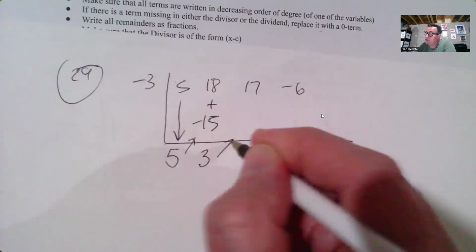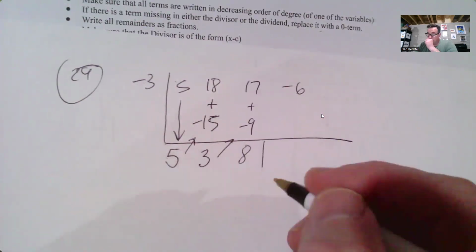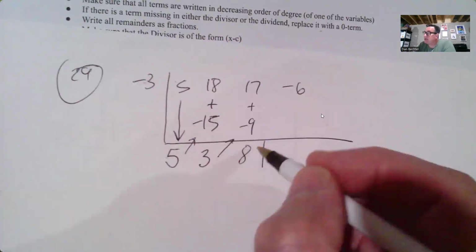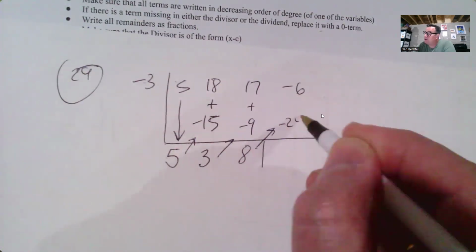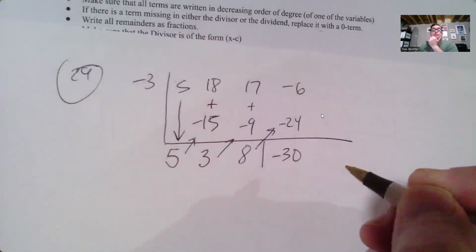Negative 3 times 3 is going to give me a negative 9. 17 plus negative 9 is 8. Excuse me. Negative 3 times 8 will put a negative 24 here. And when I put that down together, I will get a negative 30 as my remainder.